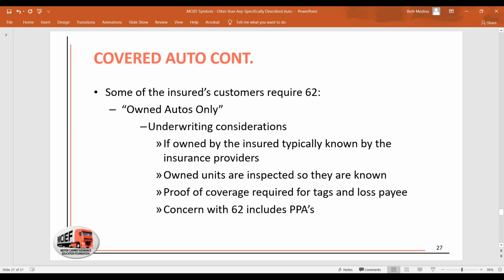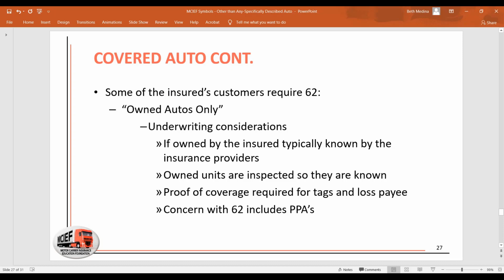Now remember, we're not talking about a major fleet here. We're talking about someone with 5 to 12 units. Once you get to 20, then we're going to any auto. We're talking about the smaller motor carriers, and they're the units we know about. The problem with owned autos only is that now you're picking up private passenger vehicles that could be owned too. And we talked in earlier sessions that we do not want to provide private passenger vehicle coverage on the commercial policy. So that would be a concern here.